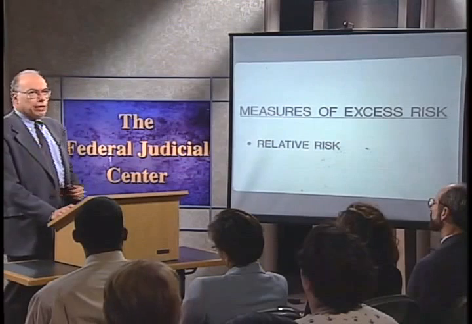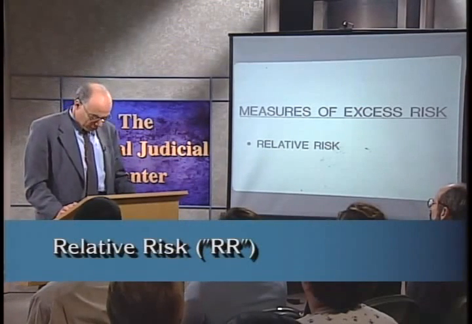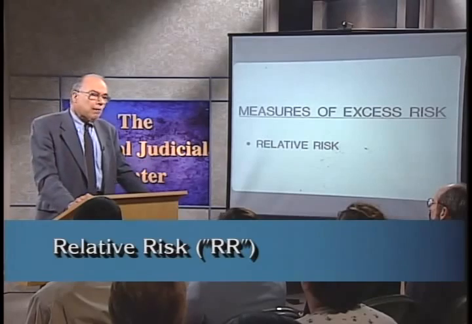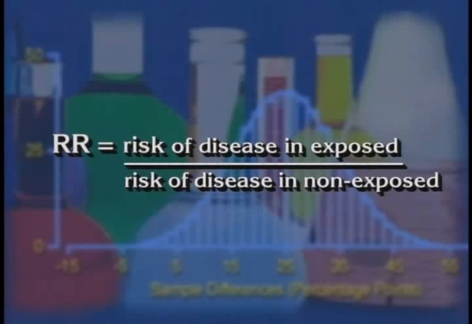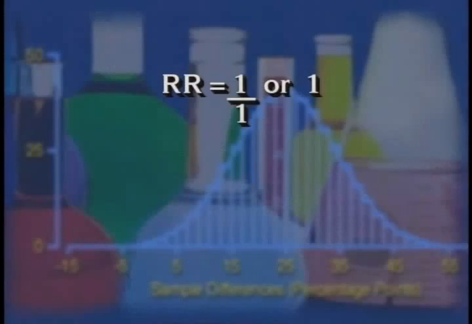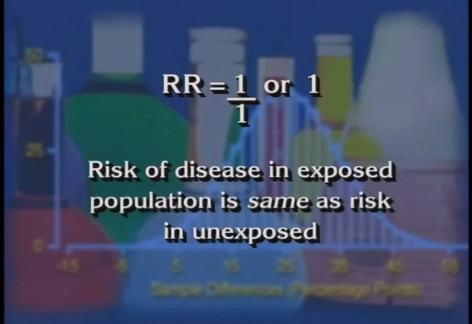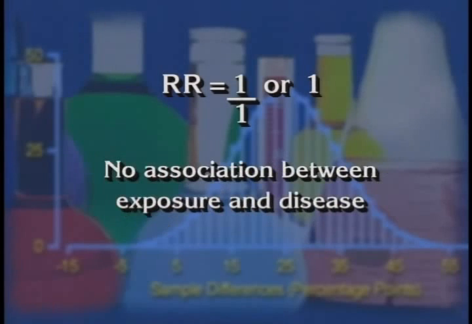The first measure of excess risk is the relative risk. Relative risk is perhaps the most commonly used measure of increased risk. What does it mean? The relative risk is the ratio of the risk of disease in exposed people divided by the risk of disease in the non-exposed people. How do we interpret that? Well, if the relative risk equals 1, it means the numerator of that fraction is the same as the denominator. The risk in exposed people is the same as the risk in unexposed people, and there is no association between exposure and disease.